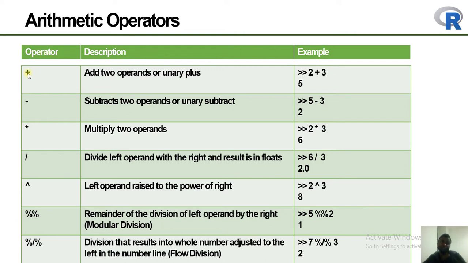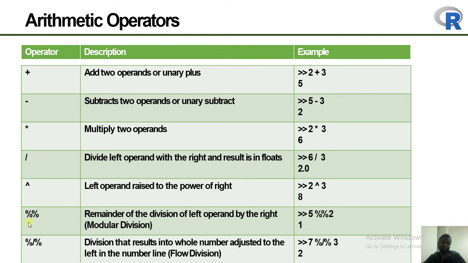This is the first operator, plus. We use it in adding 2 operands, or unary plus. So this is 2 plus 3. You write this on either your editor pane or the console pane, and you see the result as 5. Same with minus. Subtract 2 operands, 5 minus 3. Multiplication, division, and then this raised to the power. So left operand raised to the power of right. So this is 2 raised to the power of 3, 2 multiplied by 2 by 2.